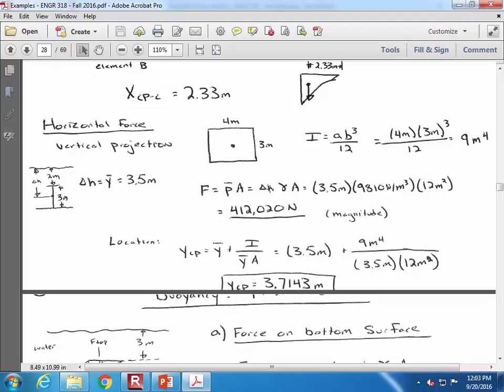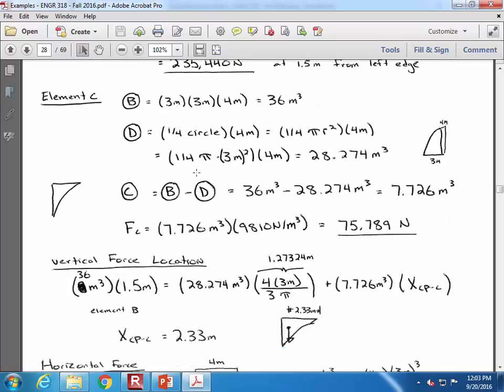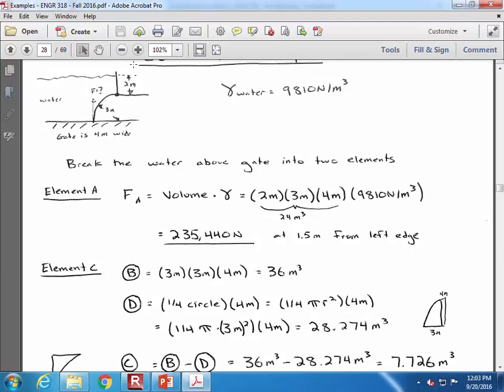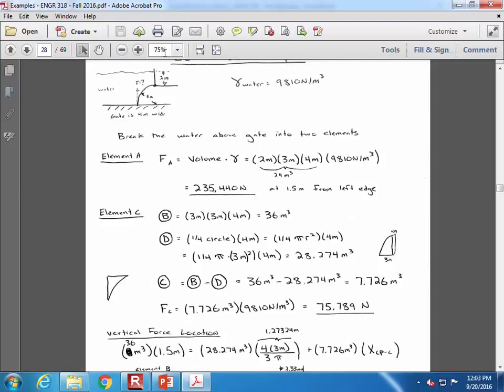So then the YCP, thankfully it's the easy situation since it's vertically oriented with delta H and Y bar the same. The hard thing is the vertical forces. The magnitude's easy enough.